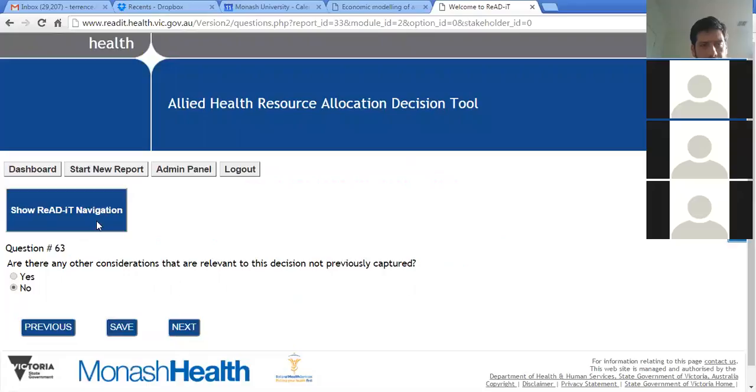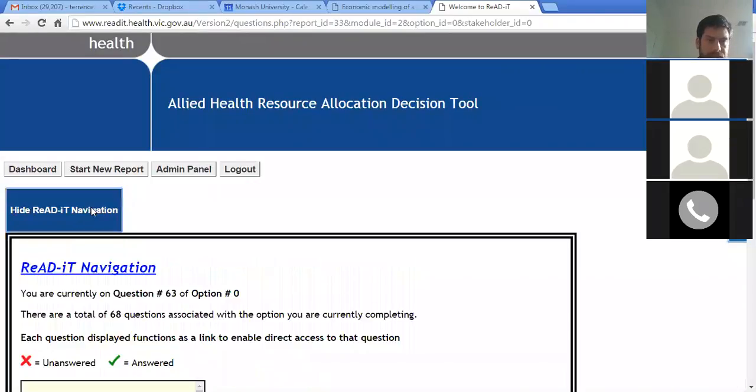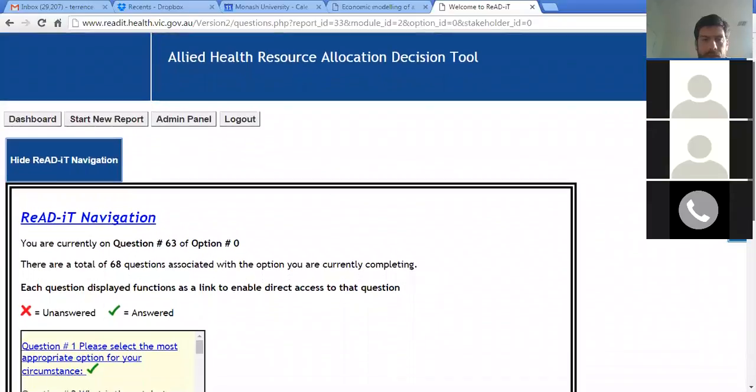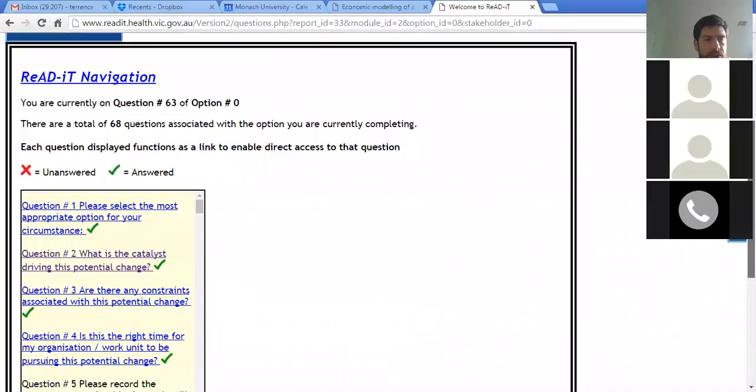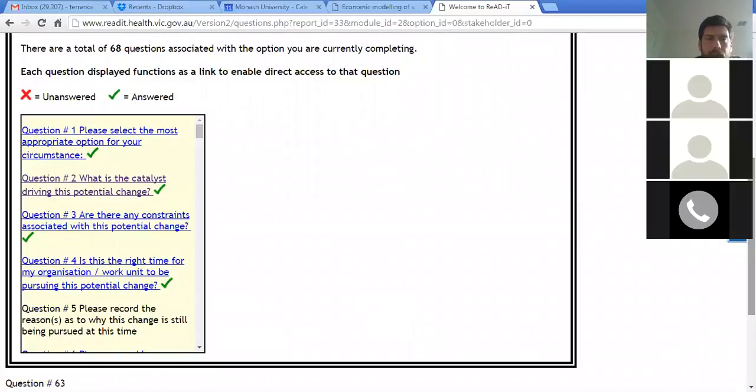And what I'm going to show you here is the ReAD-iT navigation toolbar. Once you've answered about 6 or 7 questions in the ReAD-iT, you'll be able to go to this toolbar for navigation. And what it allows you to do is to go back and forward to all the different questions. Now, the last question I answered with this particular report was question 63, so that's why I've started off here. But I can go back all the way to question 1, 2, or 3.